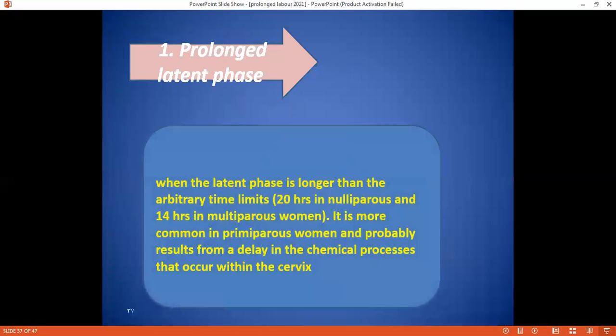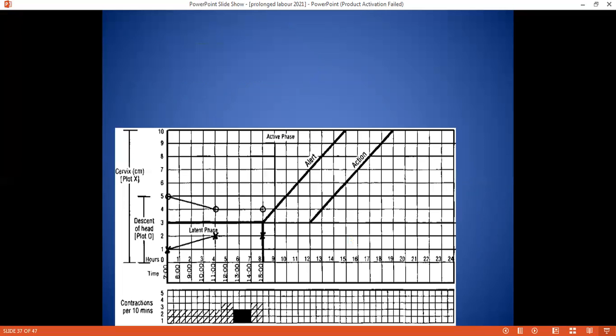First pattern, the prolonged latent phase of labor. The latent phase is longer than the arbitrary time limit. Latent phase is characterized by infrequent contractions, so the patient will be prepared for the active phase of labor. 20 hours in nulliparous and 14 hours in multiparous women is considered the limit time for the latent phase. It is more common in primigravida and probably results from delay in the chemical process that allows effacement and dilatation of the cervix.